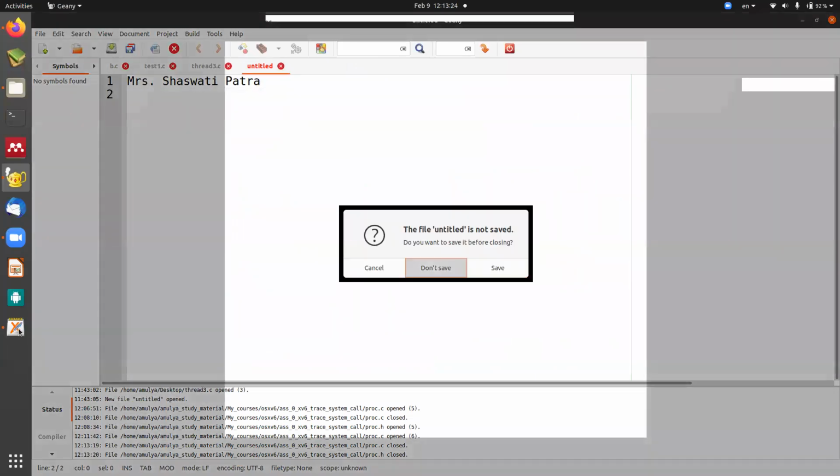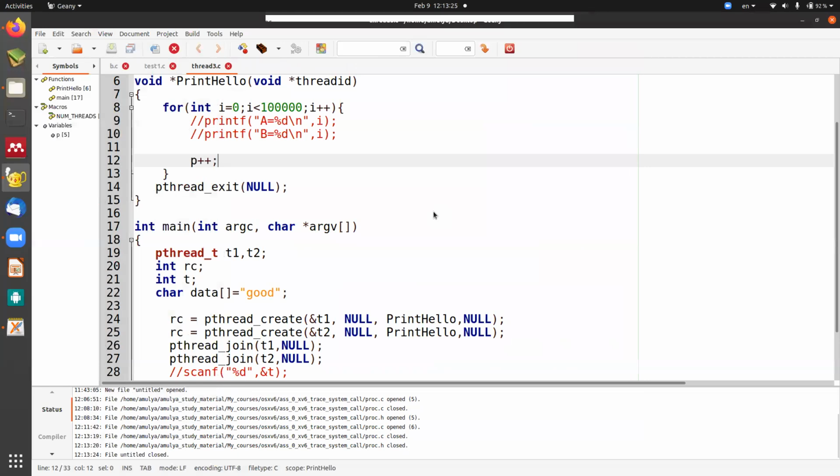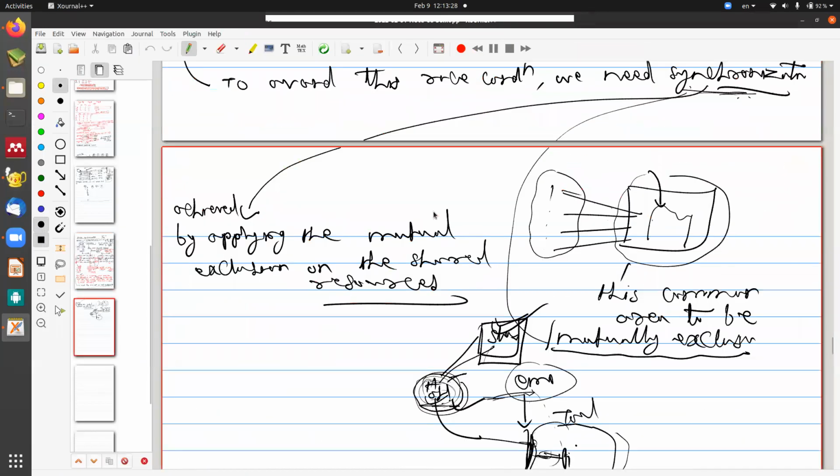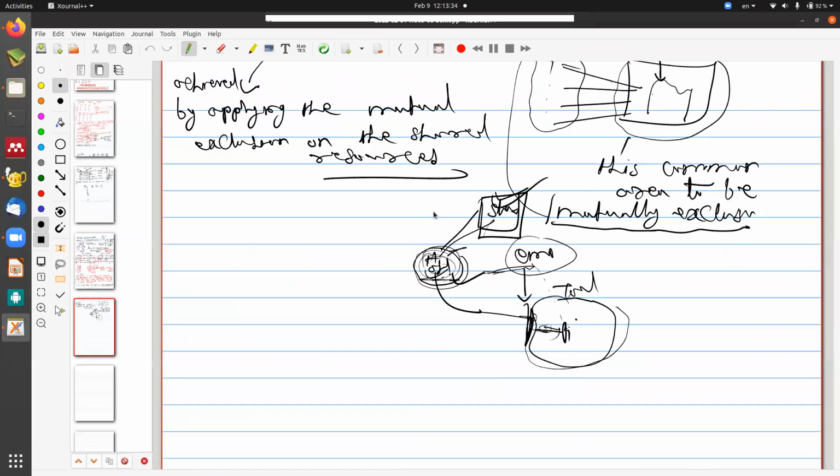We studied a very important part. Do you remember the last class was important for us? So why is this synchronization necessary? We studied that there are cooperating processes.